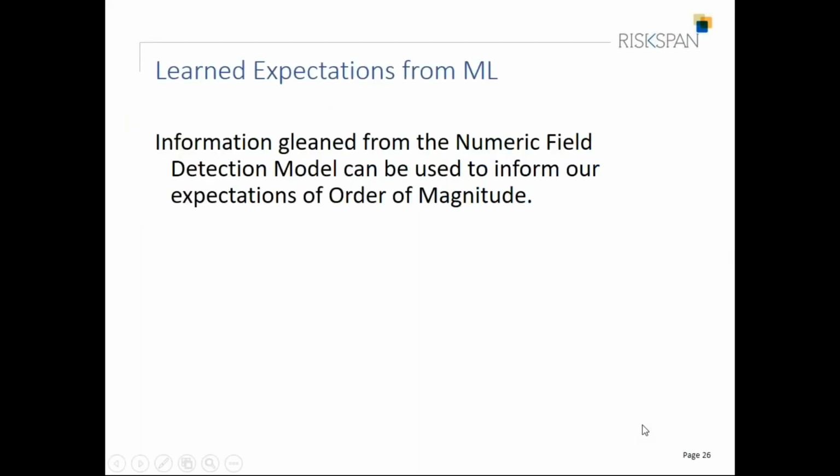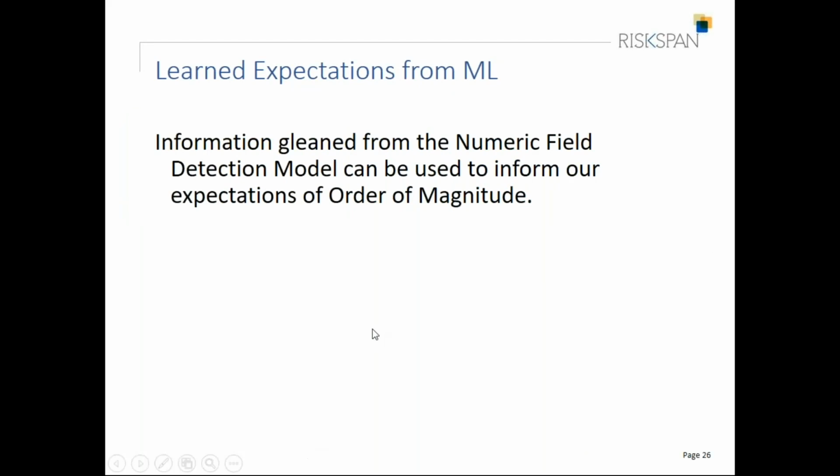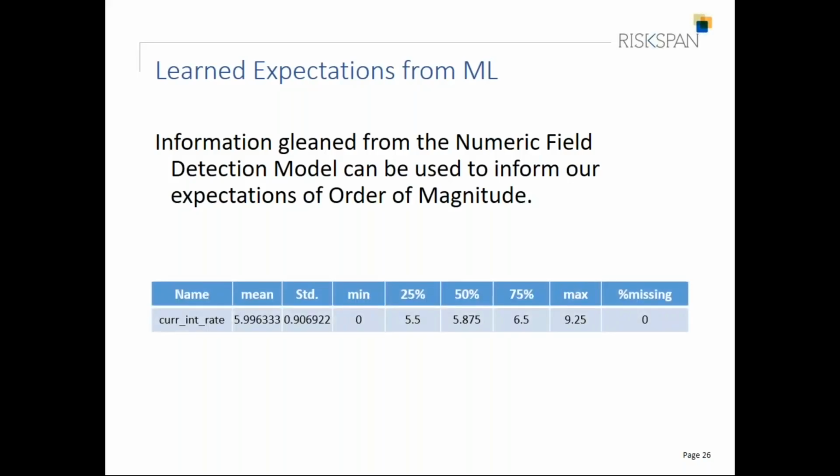So as we look at numeric fields specifically, we're going to take some of the information that our onboarding models gleaned from those billions of records, and it's going to help us understand what to expect as we're processing an individual data set. So now we think we know that this column is current interest rate, and we're ready to start processing it.